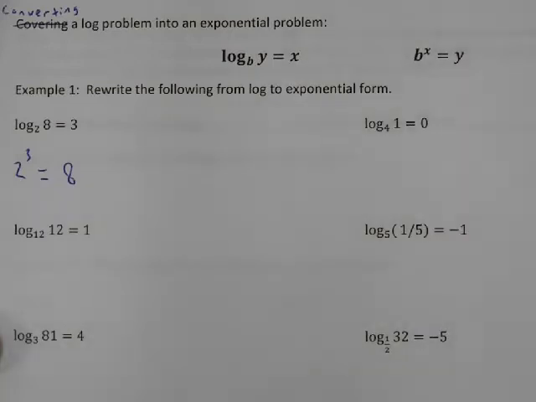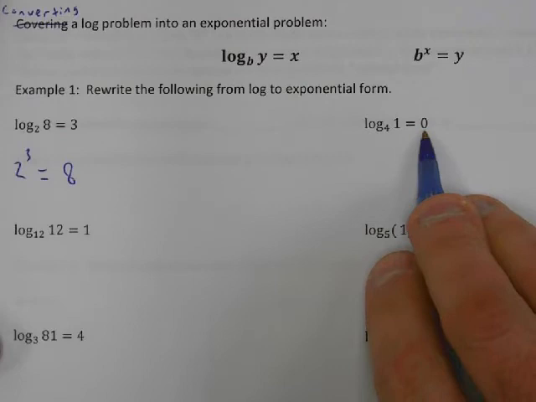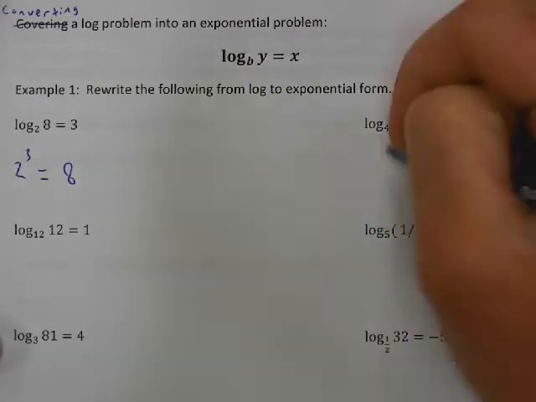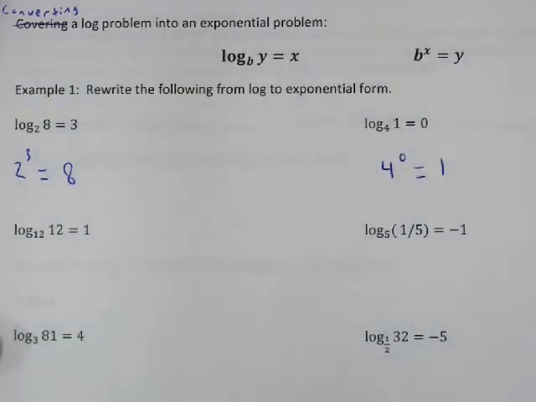Let's go over here next. How do we put this in exponential notation? Again, it's always the same. Your base to your power equals that thing. So this would be 4 raised to the power of 0 equals 1. Is that true? Yeah. Okay, great. So we know we did it right. Next, what about this one?